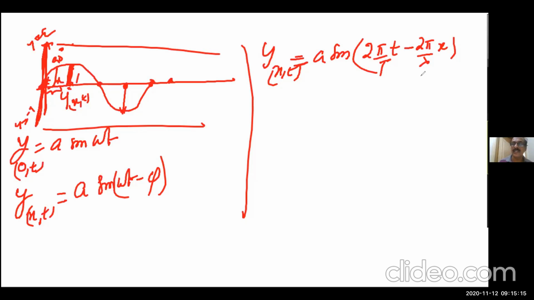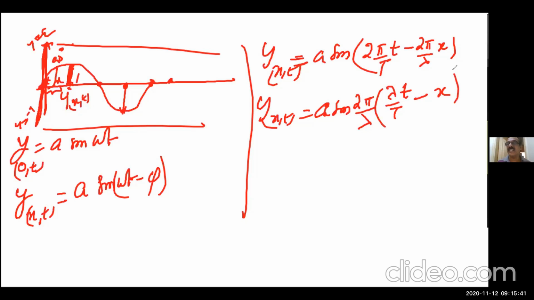Finished. y(x,t) is equal to A sine. Now 2 pi by lambda, I'm going to take it outside. This lambda, 2 pi by lambda, I'm taking outside. So you'll have an objection because lambda is not there in the first term. So I'll put a lambda on top, lambda by T. No problem. So minus x.